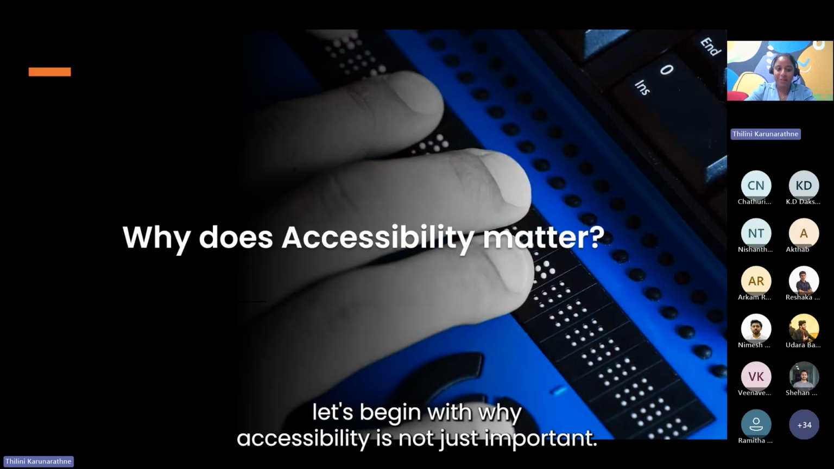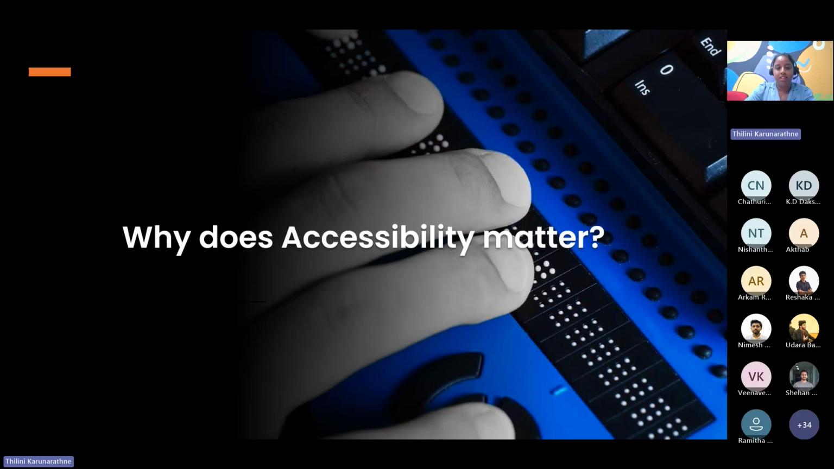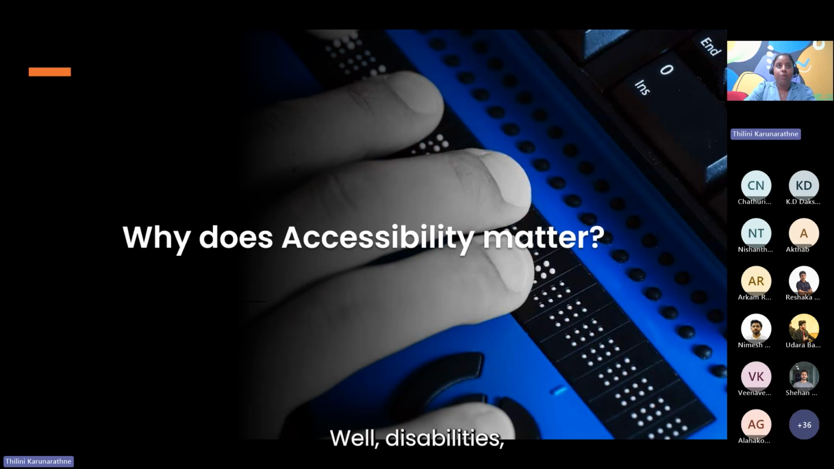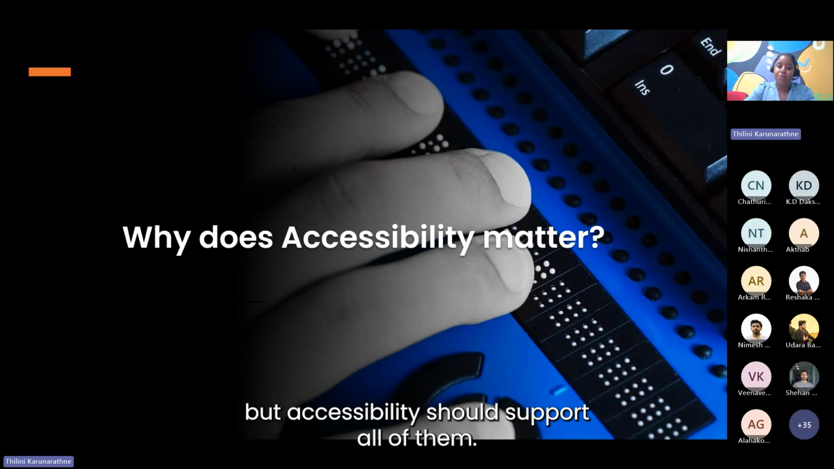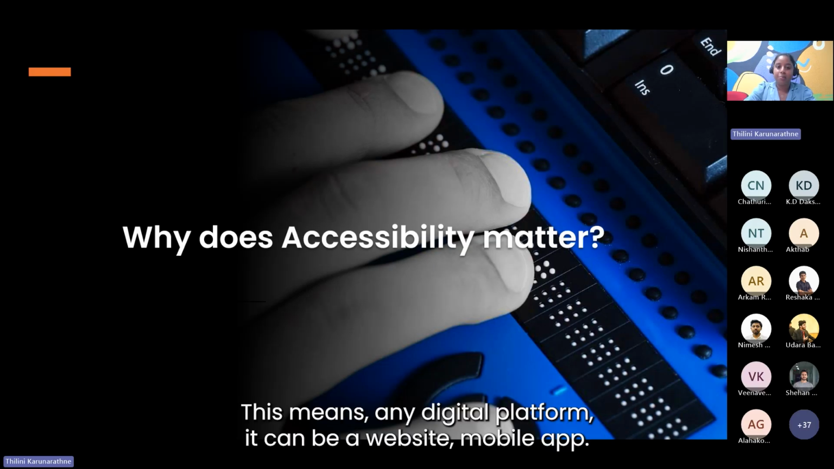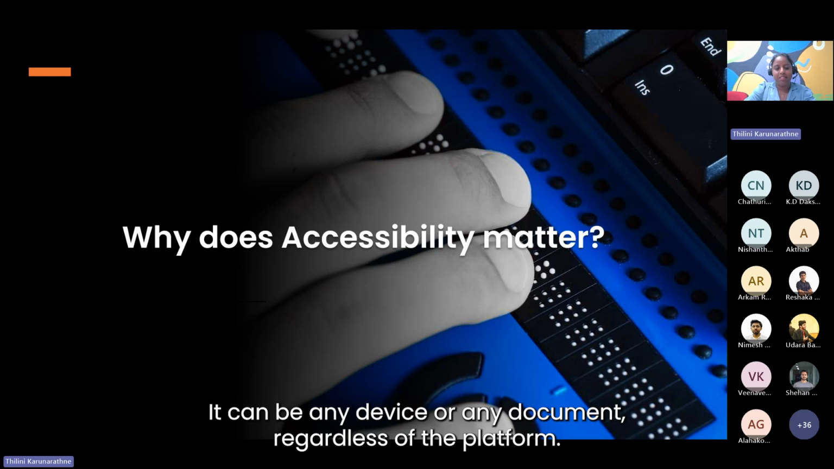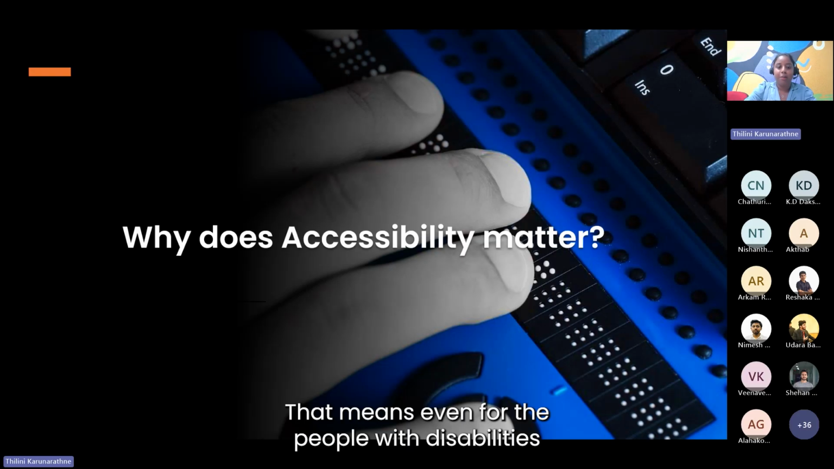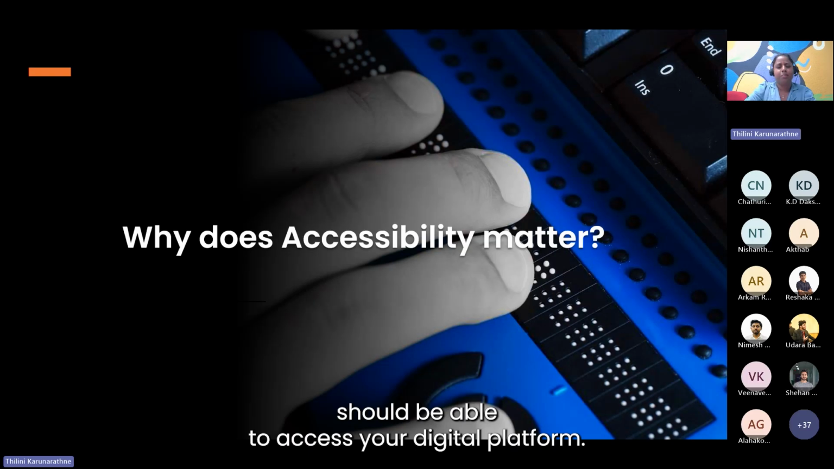Okay, then. Let's begin with why accessibility is not just important, why it's become so essential. Accessibility is a wide topic. It includes everything from pedestrian walking paths to every little thing, including digital platforms. Disabilities can be permanent, temporary, or situational, but accessibility should support all of them. And digital accessibility is a trending topic these days. This means any digital platform, it can be a website, mobile app, any device or any document. Regardless of the platform, it should be accessible for all users. That means even people with disabilities should be able to access your digital platform.